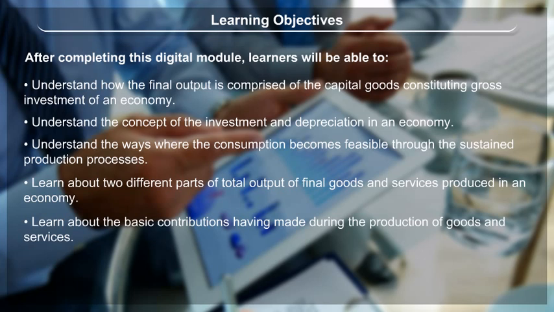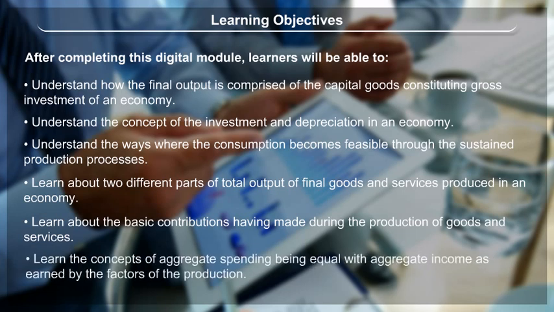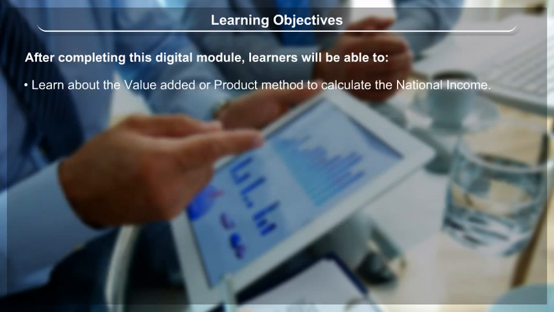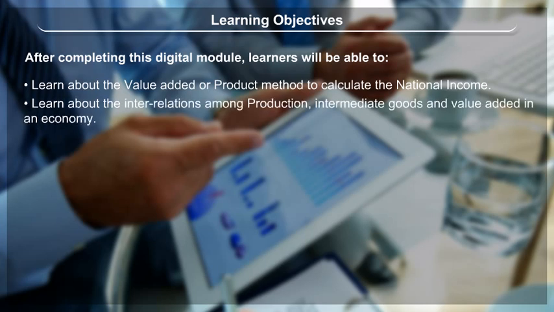Learn about the basic contributions made during the production of goods and services. Learn the concept of aggregate spending being equal to aggregate income as earned by the factors of production. Learn about the value added or product method to calculate the national income. Learn about the interrelations among production, intermediate goods, and value added in an economy.